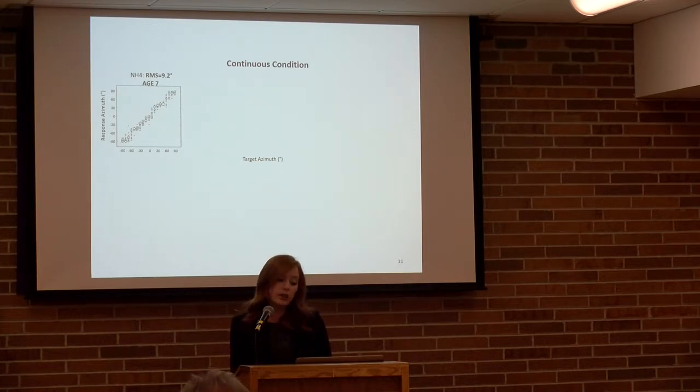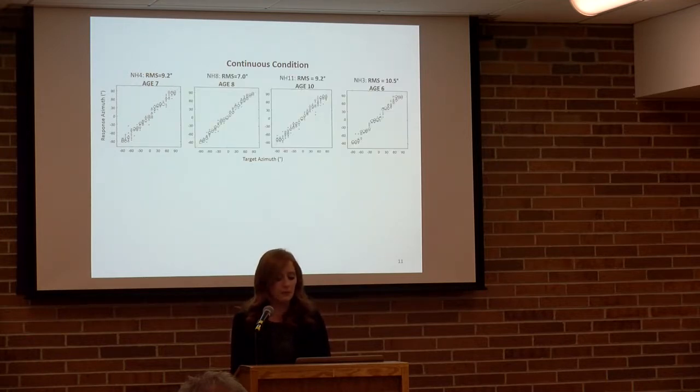The child was not only able to tell that the target was to the left or right, but was able to get 9 degrees on average away from it. What we can also see from the child's results is that linear pattern of responses. And results of other children in the study showed a similar response pattern for that continuous condition.